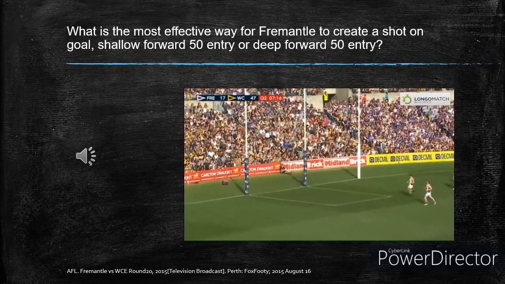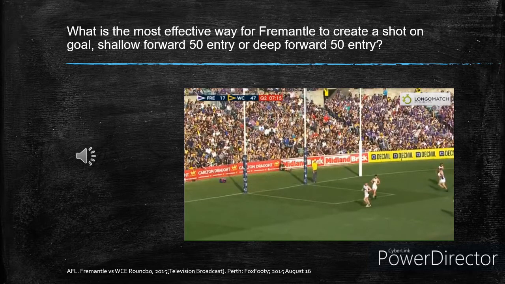Then comparing shallow and deep forward 50 entries with opposition pressure or not showed that 100% of shallow and deep forward 50 entries with no opposition pressure resulted in shots on goal. This dropped down when opposition pressure was present, 33.3% from deep forward 50 entries, and down further to 20% on shallow forward 50 entries.